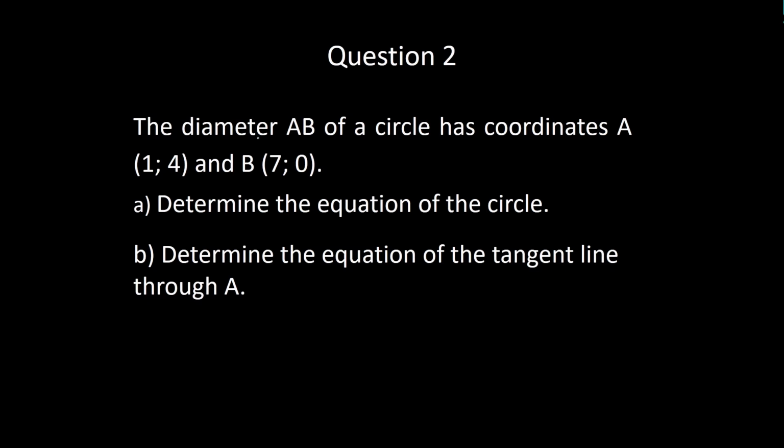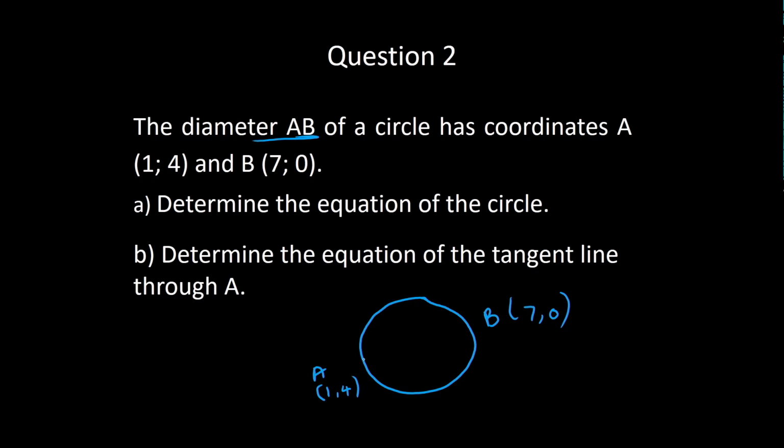It says the diameter AB of a circle has coordinates A and B. So what I like to do is I like to make a sketch of the given information. So we've got the coordinates of A as 1 and 4. And then we've got the coordinates of B as 7 and 0. Of course, it's a rough sketch. There's no axis. It's just to give us an idea of what's going on.